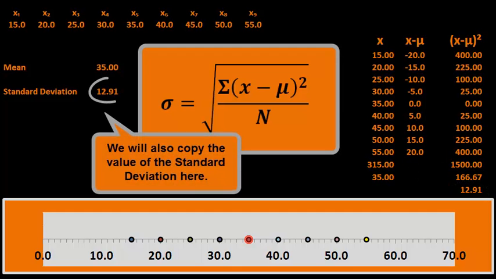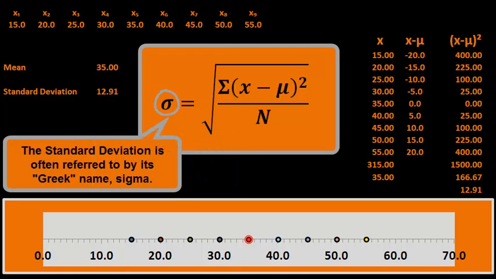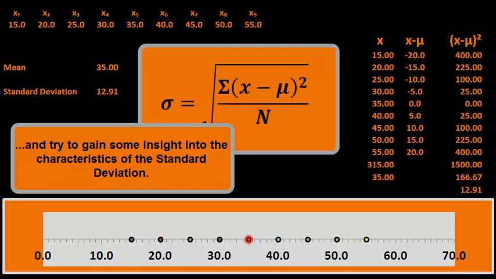We will also copy the value of the standard deviation here. The standard deviation is often referred to by its Greek name, sigma. As we did with the mean, let's now vary the values of the dataset and try to gain some insight into the characteristics of the standard deviation.